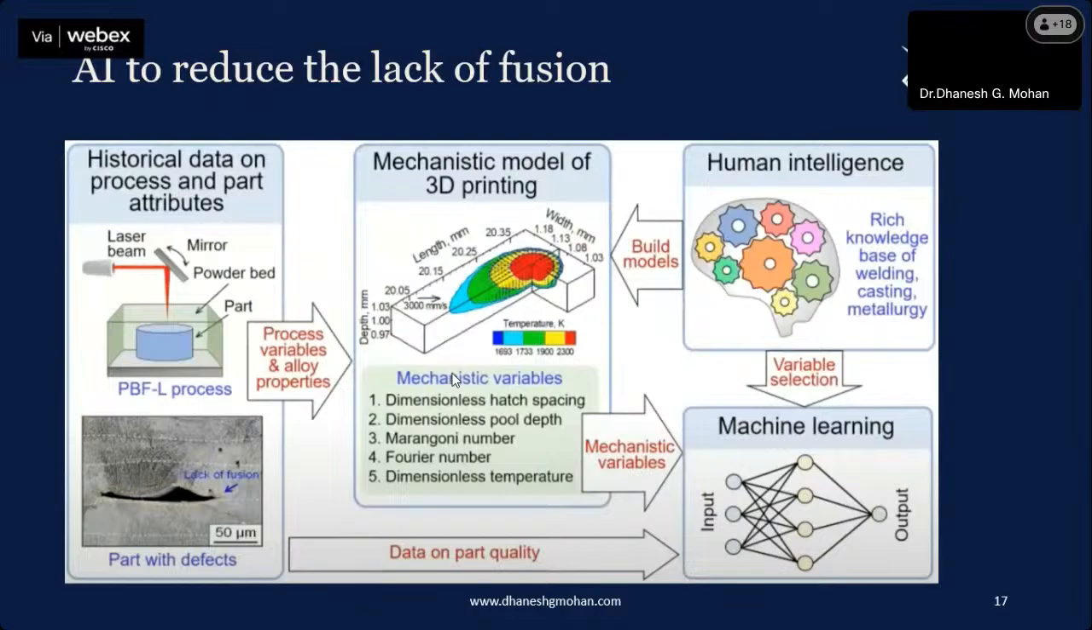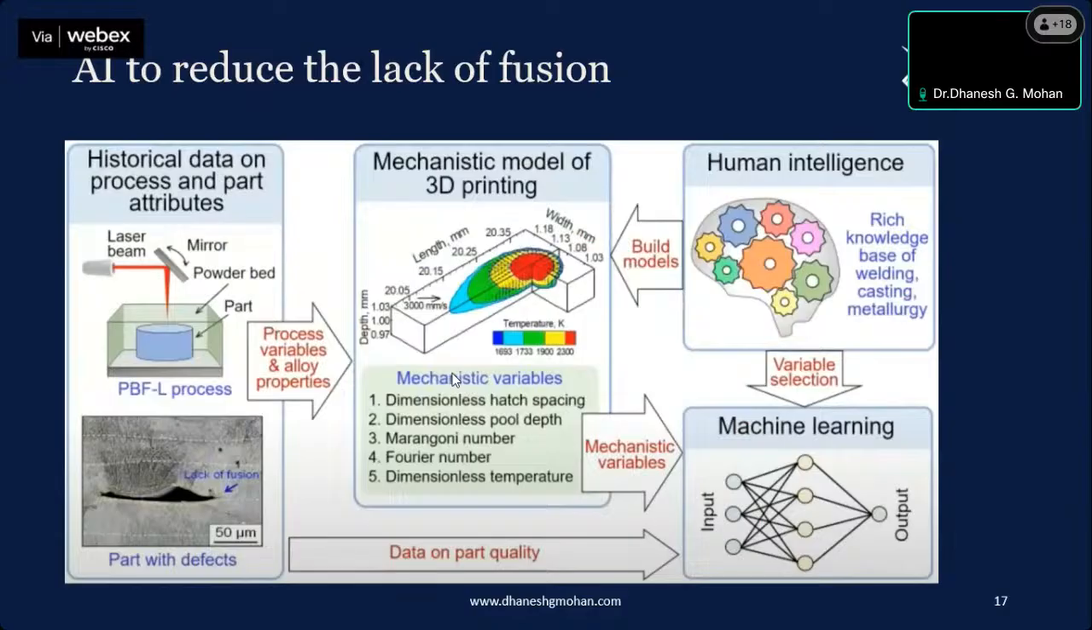This is how we are able to reduce lack of fusion. You can see over there. First of all, we need to collect the data. In the older days, what we did was conduct so many trial runs or trial experiments with different kinds of process parameters, different values. Then we need to find out which are the lower values and what is the better result. Then we take those values as levels, the lowest level and higher level, and then we go for the optimization process.